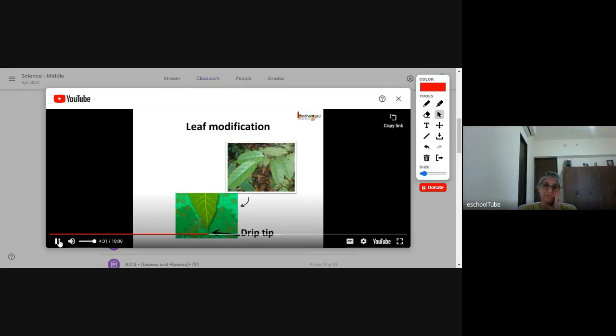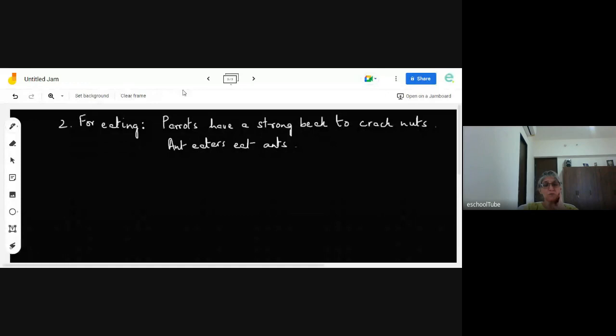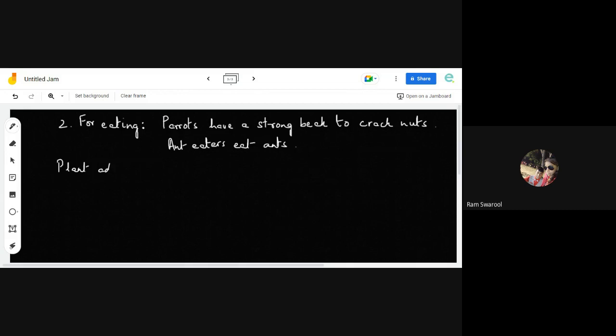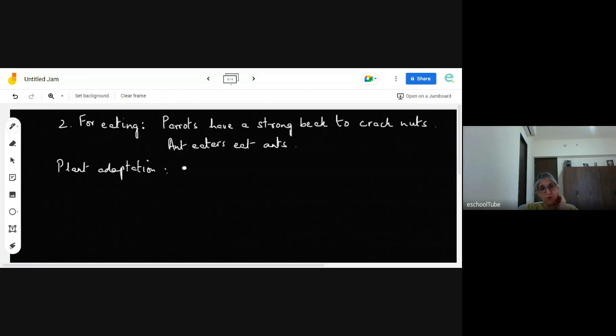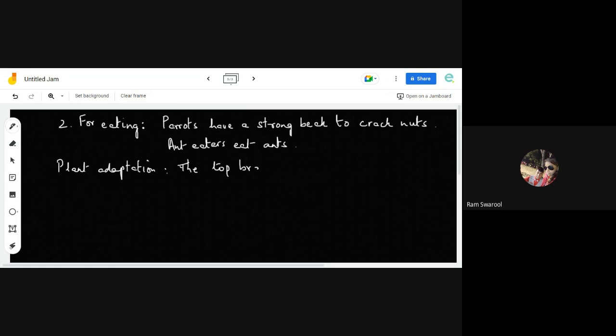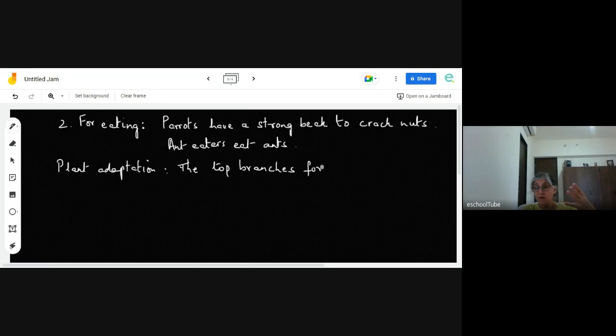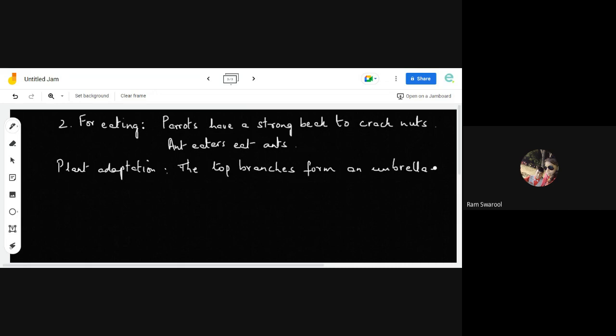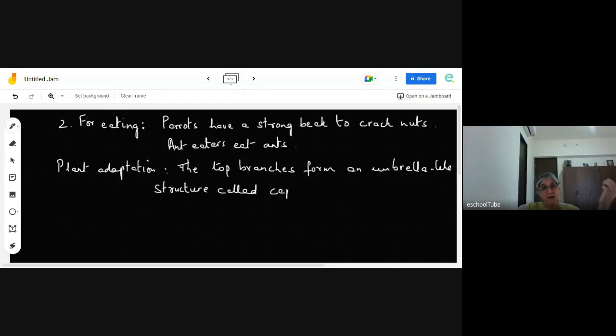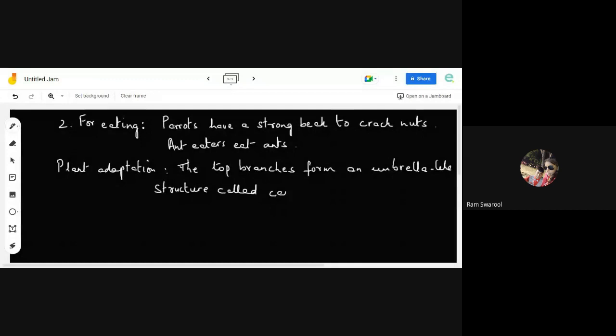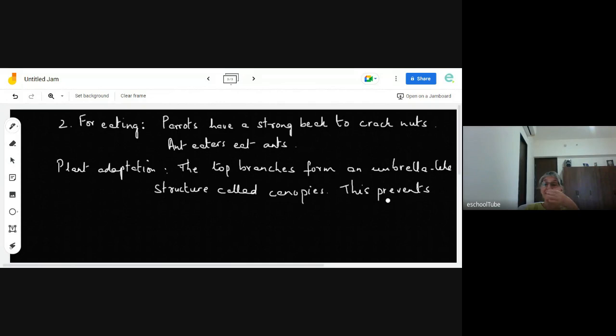Okay, so what are the plant adaptations, Himanshu? In the top branches of the trees. The top branches of trees are covered with leaves. They form an umbrella-like structure. Yes, ma'am. They are called canopies. Why do they do that? Ma'am, because they prevent the land of sunlight. This prevents the sunlight from reaching the land. From reaching the land.